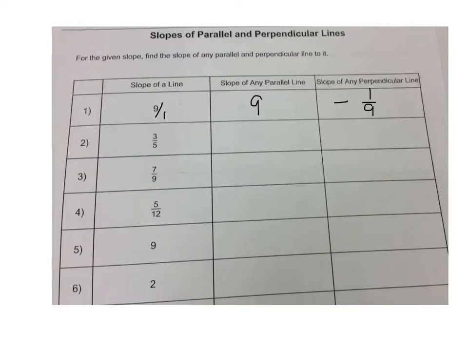On number two, the slope of the line parallel would be 3/5. And the slope of the line perpendicular would be the opposite, so negative, and the reciprocal, so 5/3. Number three, the slope of the line parallel would be 7/9. The opposite reciprocal for the perpendicular line would be negative 9/7. That's all you're doing on those.